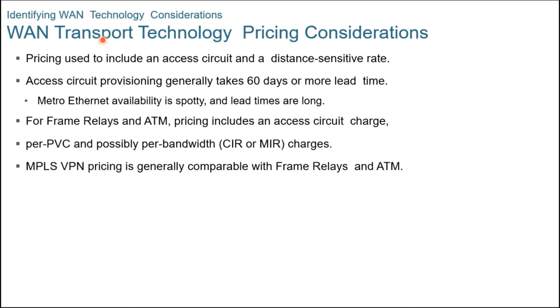WAN transport technology pricing considerations. Pricing used to include an access circuit and a distance-sensitive rate. Access circuit provisioning generally takes 60 days or more lead time. For technologies like the old frame relay and ATM, pricing includes an access circuit charge. This would definitely depend on whether the service is provided in your area. Sometimes you have a per PVC and possibly per bandwidth charges. MPLS VPN pricing is generally comparable with the old frame relay and ATM.